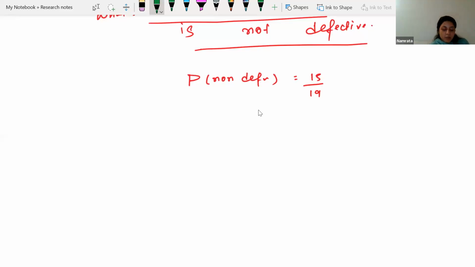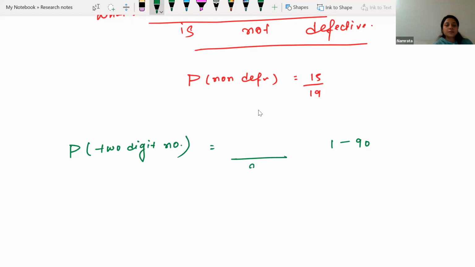Number 18 says a box contains 19 discs which are numbered 1 to 90. If one disc is drawn at random from the box, find the probability that it bears a two-digit number. So if we take one disc out from the box, what is the probability of getting a two-digit number? Total outcome is 90. Favorable outcome is a two-digit number.